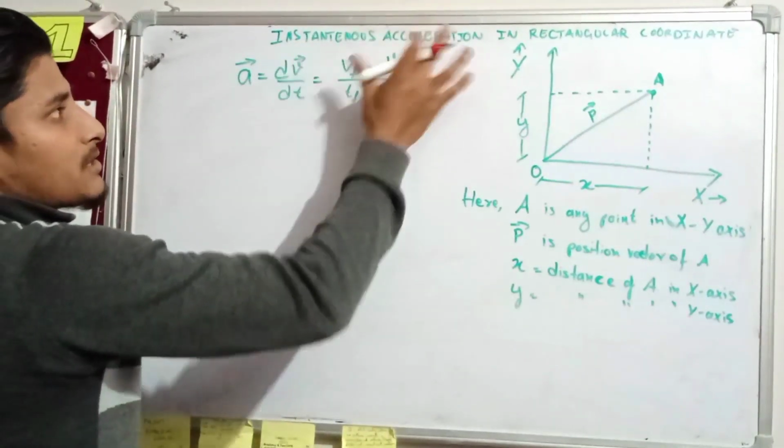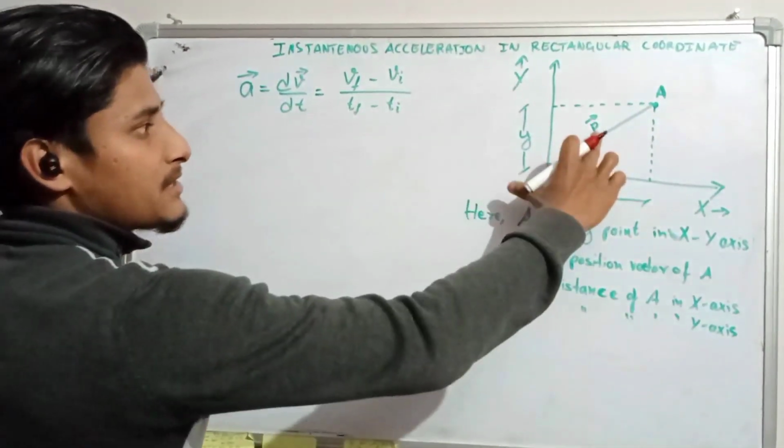Okay, so now let us see how we derive the instantaneous velocity. As you can see this P.